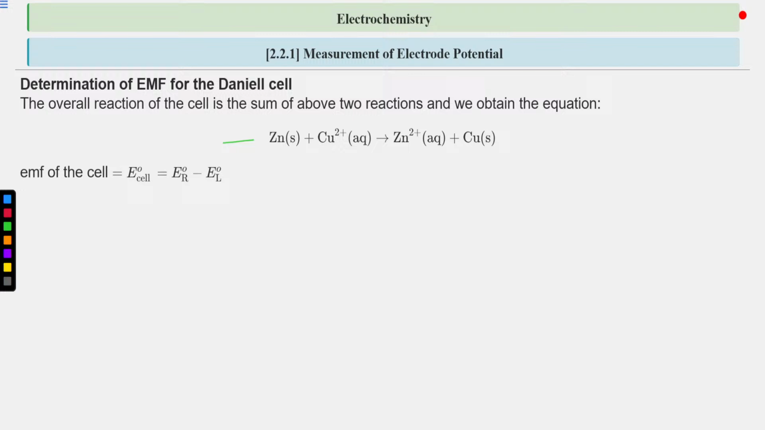The EMF of the cell, if you determine, it will be E naught of cell equals E naught of R minus E naught of L. R is representing the right and L is representing the left.